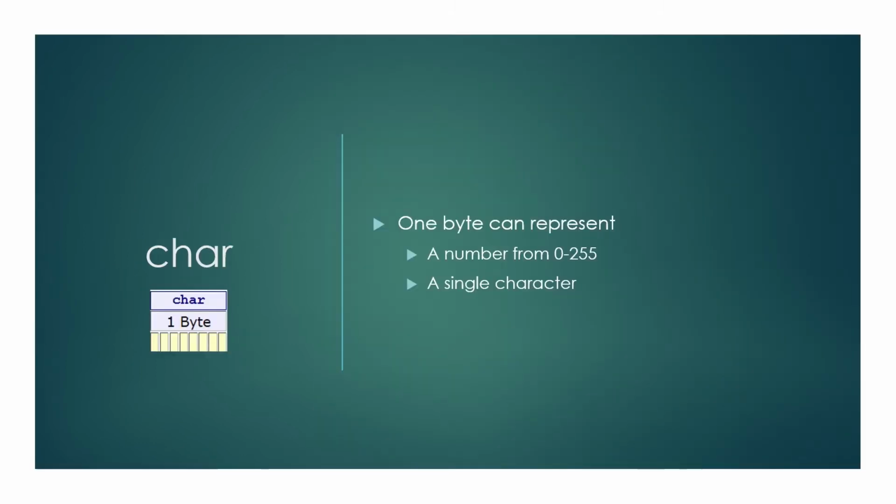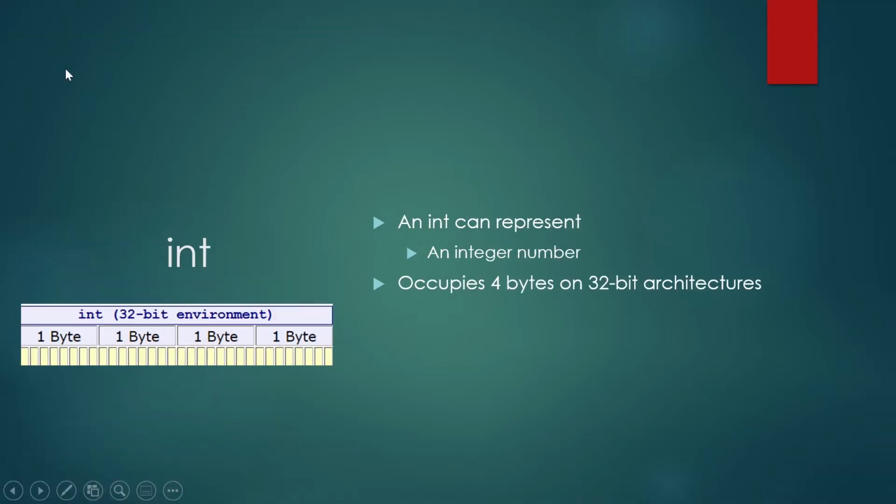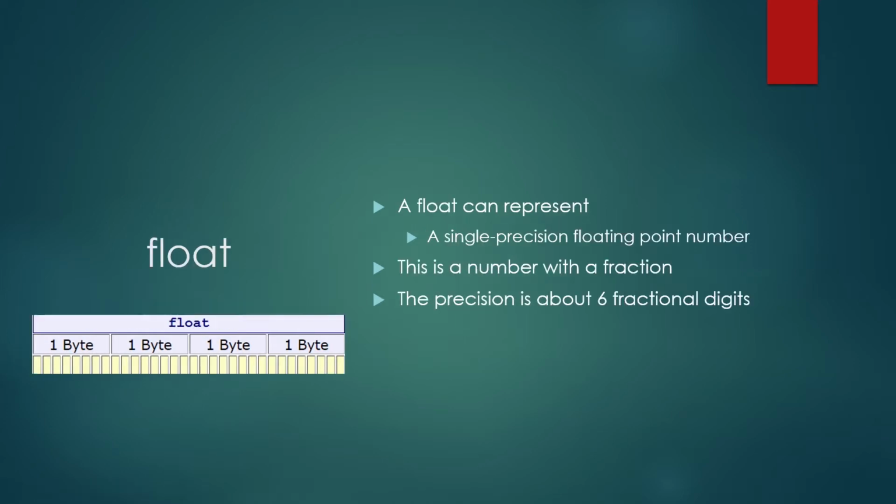Our data types start with a character, which is the shortest, simplest type, and it can represent a number from 0 to 255 or a single character. As you can see, it's 1 byte or 8 bits. An int is typically 4 bytes in a 32-bit environment. If you've got a 64-bit computer, it might be bigger, but it's at least 4 bytes. And these represent integer numbers, which are numbers without fractions.